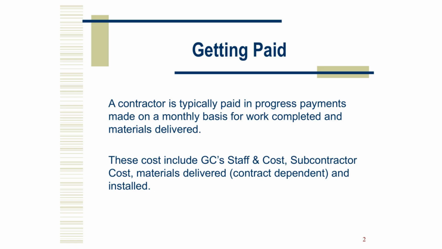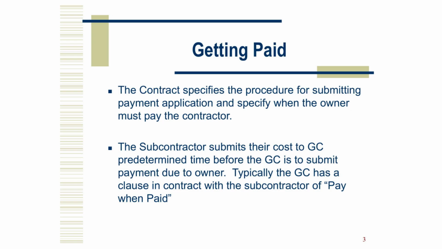Construction teams are usually paid monthly for work put in place and materials delivered. That includes general conditions, staff and costs, subcontractor costs, and contract allowed stored materials. We track percent complete. We verify deliveries. The contract tells us exactly how to submit and when the owner must pay.